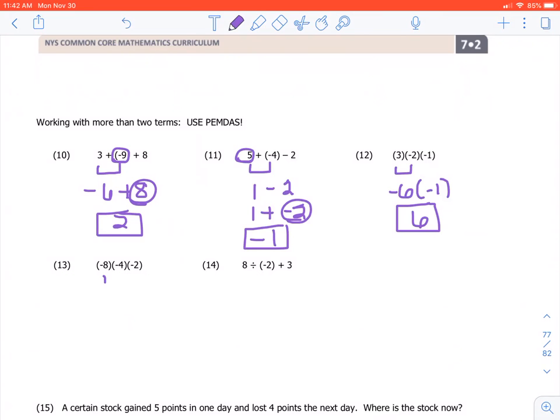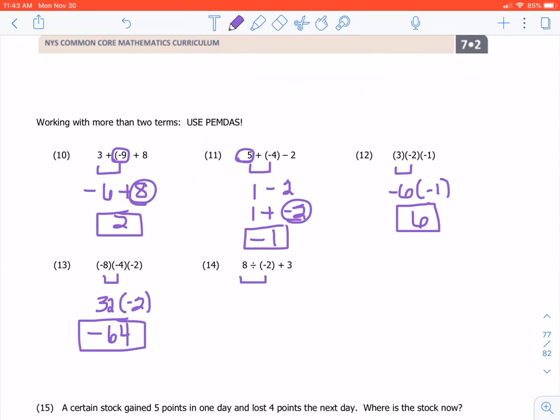All right, same with number 13. We're going to take negative 8 and negative 4 first. So that's 32. Same signs, positive answer. Now bring down the negative 2. So 32 times negative 2 would be 64. Opposite signs means that you have a negative answer when you're multiplying.